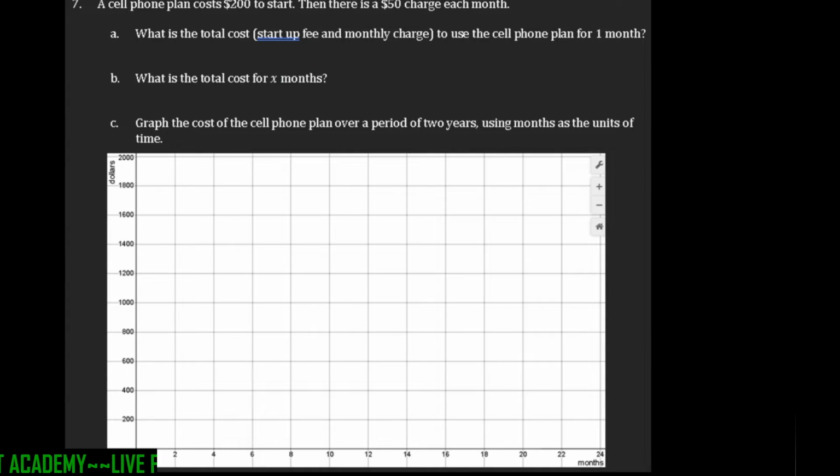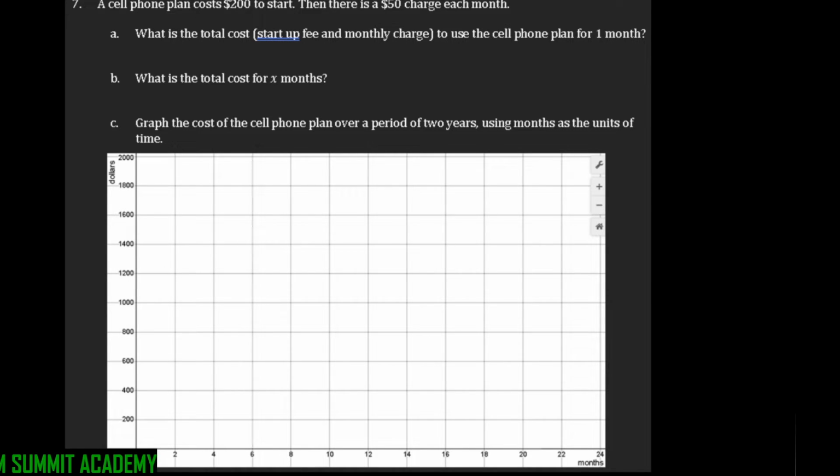Alrighty, and on the very back, it says a cell phone plan costs $200 to start. Then there is a $50 charge each month. For part A, it says what is the total cost? That means the startup fee and monthly charge to use a cell phone plan for 1 month.